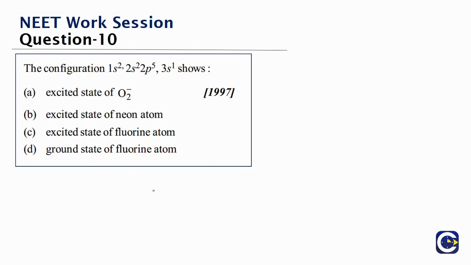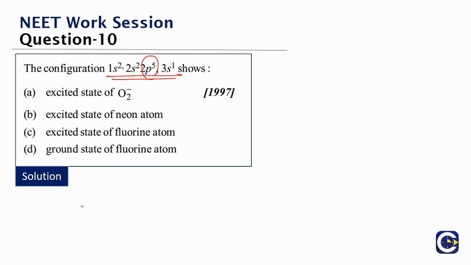Next we look at question number 10. The configuration 1s2, 2s2, 2p5, 3s1 shows what? That is the question. Obviously this is not following the Aufbau principle. Why? Because we have not filled 2p completely, and 2p can take 6 electrons.